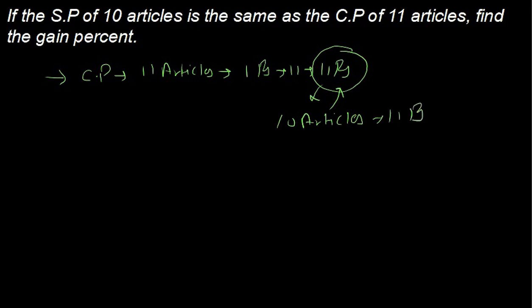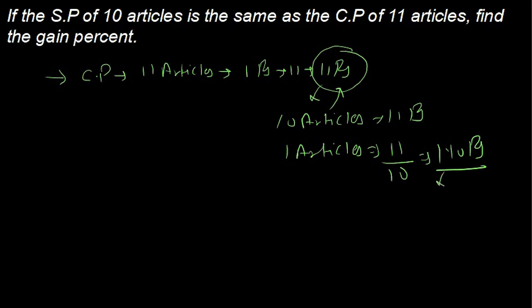So what should be the selling price of one article? It is 11 divided by 10. So it is 1 rupee 10 paisa that is going to be your selling price of one article. Now we need to find out the profit percent.